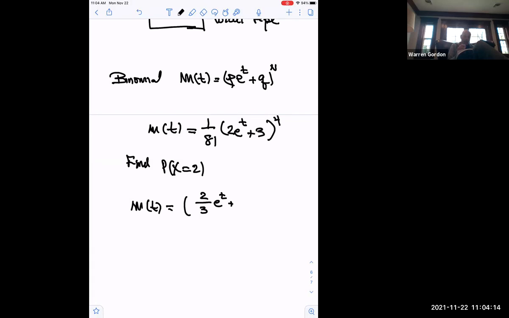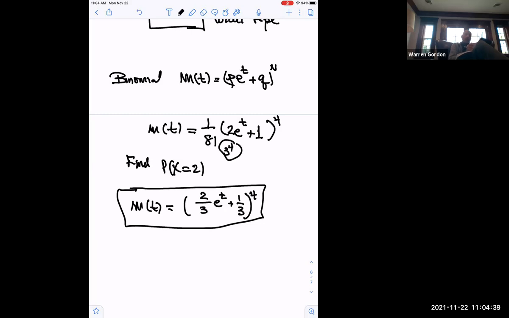Something's bothering me. Oh, I'm sorry, this was a 1 plus 1/3 to the 4th. So the first thing I did was transform this by observing that 81 is 3 to the 4th power. And now this looks like a binomial distribution with n equal to 4, p is 2/3, and q, of course, is 1/3.